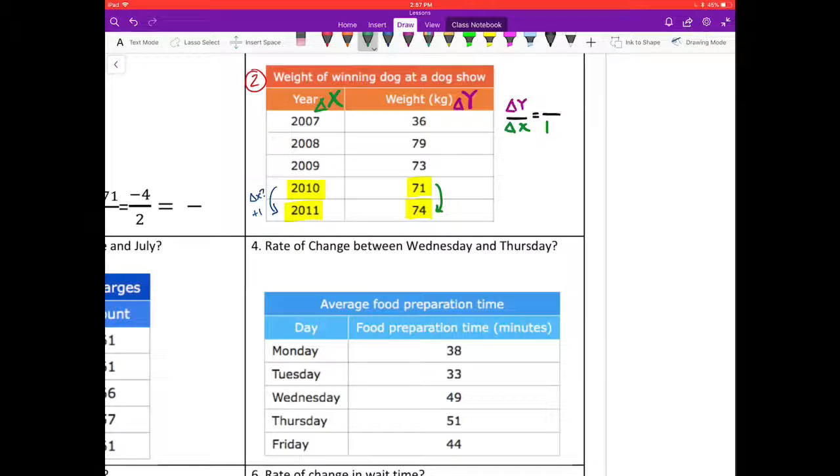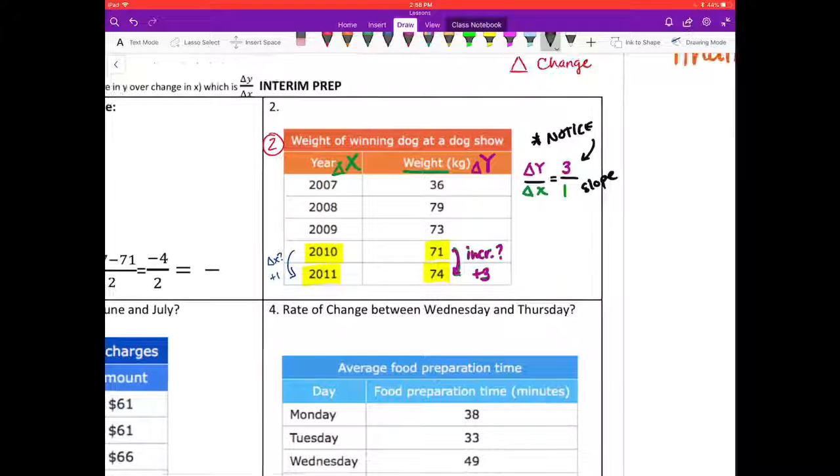So from 71 to 74, let's make sense of this. Okay, so we're talking about the weight of the dogs. We increased, right? Didn't we increase? By how much? By 3. And so this increase is what goes up here, because that's my change in y. And look, I want you to take notice of this. Notice, what does that look like? That looks like a slope. So now we know that the rate of change is the same thing as slope. They're the same.